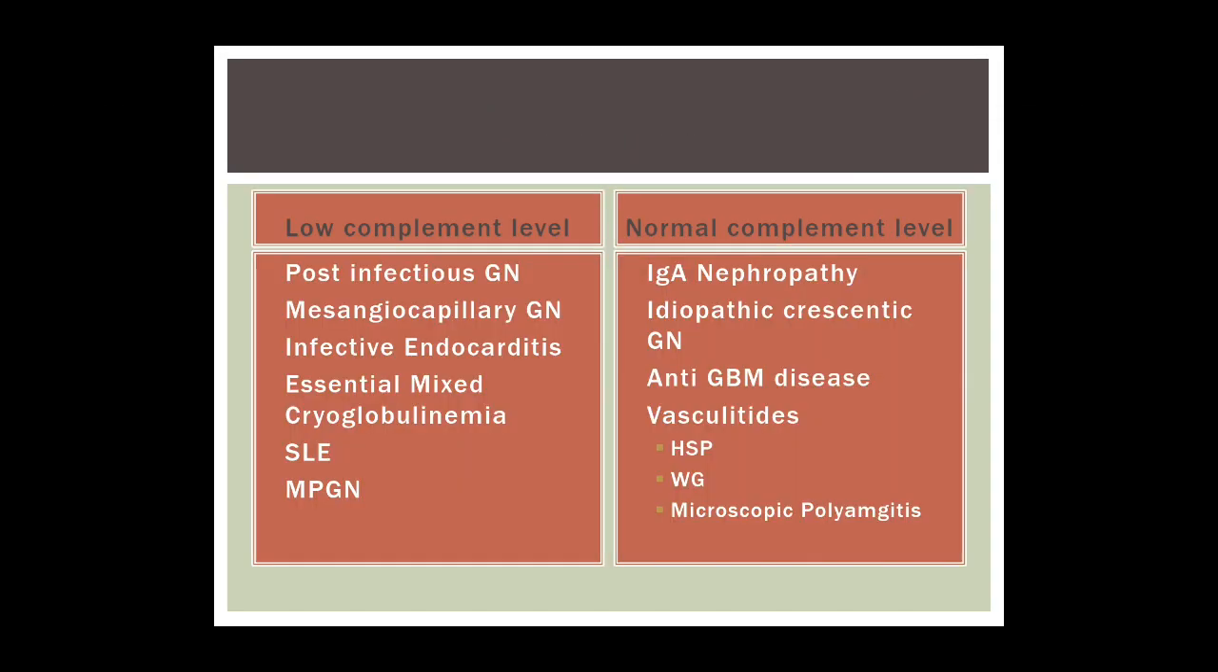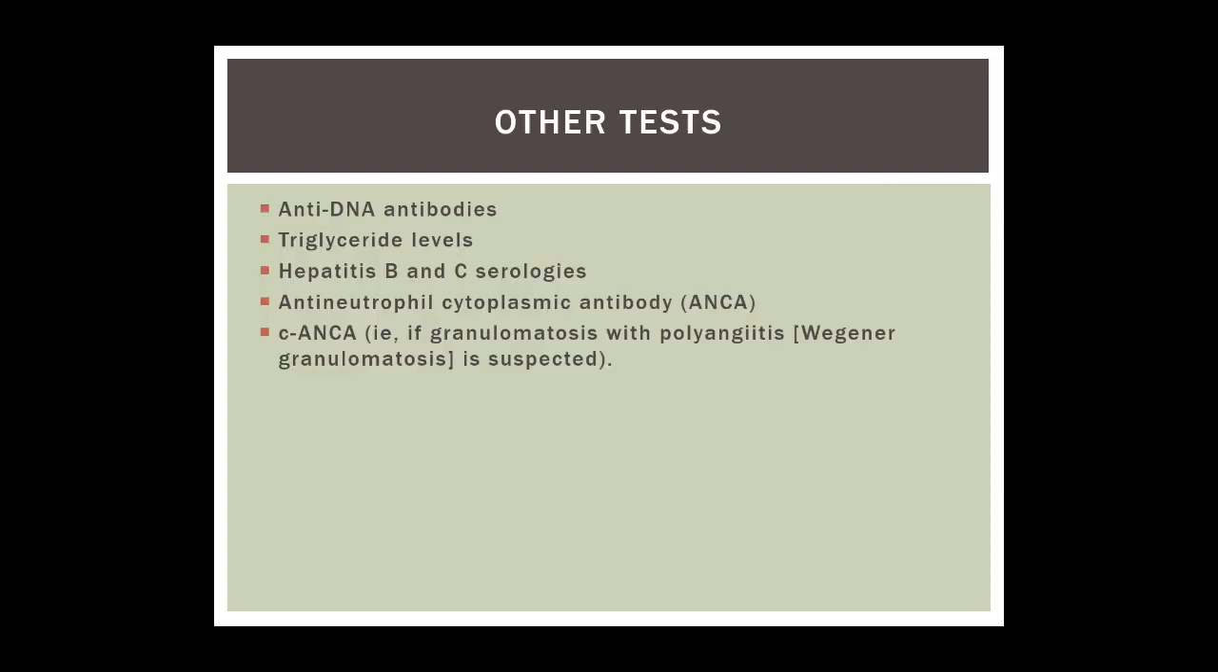This is an extremely important table. You should know this. Other tests that we can use are, like I said, ASO titers, triglyceride levels, hepatitis B and hepatitis C serologies, and ANCA, if you are suspecting an autoimmune disorder, MPO-ANCA.